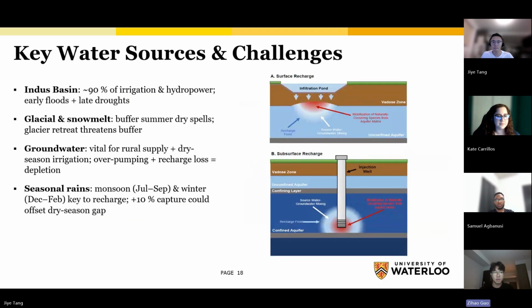The Indus Basin still provides 90% of irrigation and hydropower, but now sees early floods and mid-year shortages. Glacial and snowmelt buffers summer dry spells, yet ice retreat threatens this reserve. Groundwater, crucial for drinking and dry season irrigation, is being depleted by over-extraction and reduced recharge. Seasonal rains remain vital. Capturing just 10% more could notably ease dry season shortfalls.